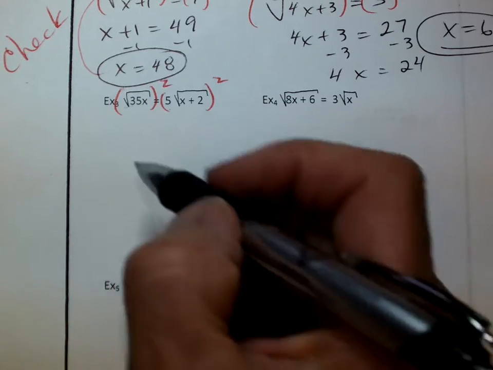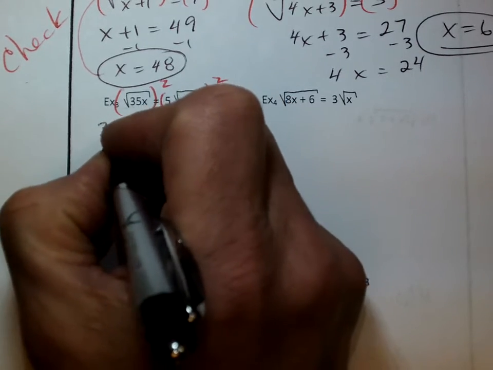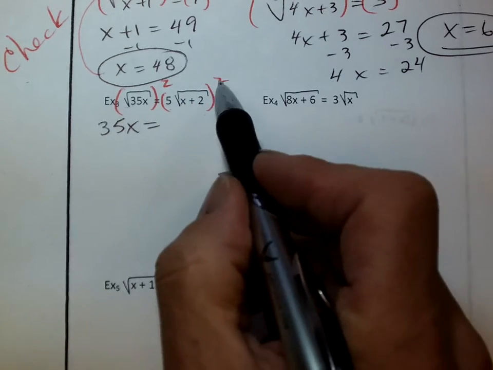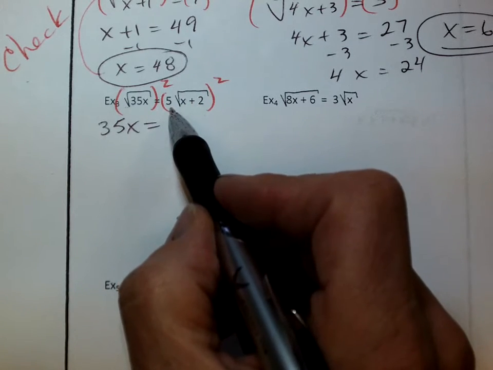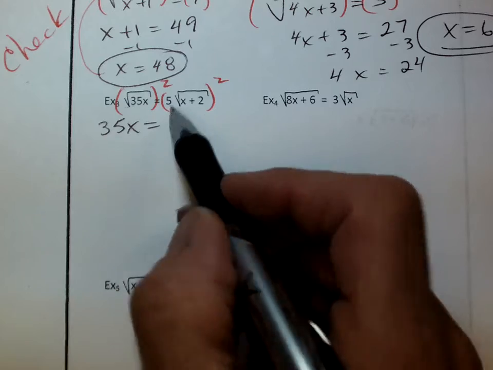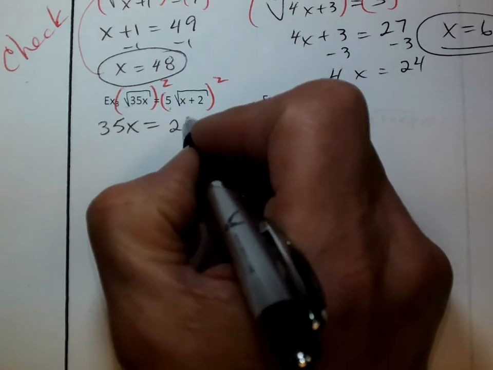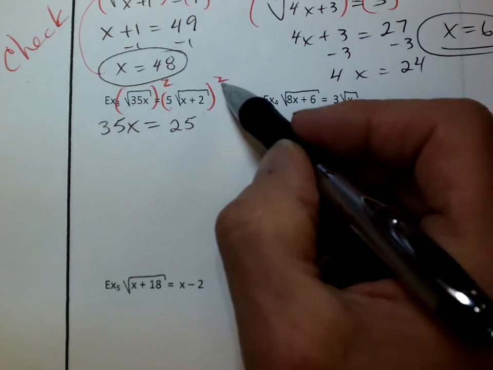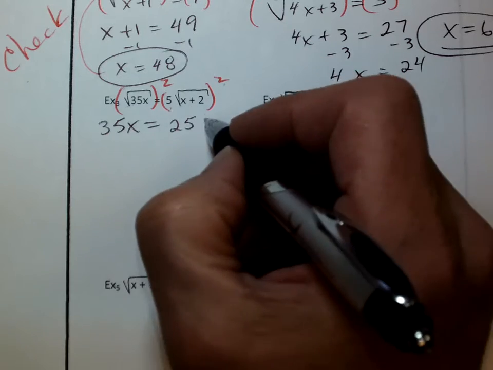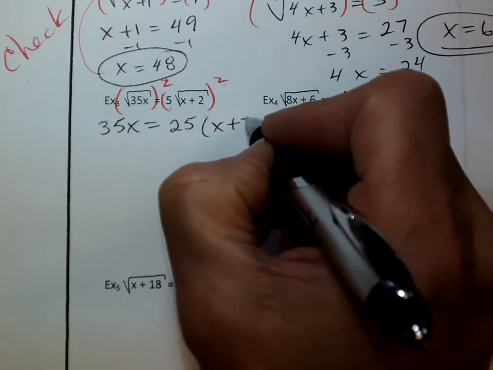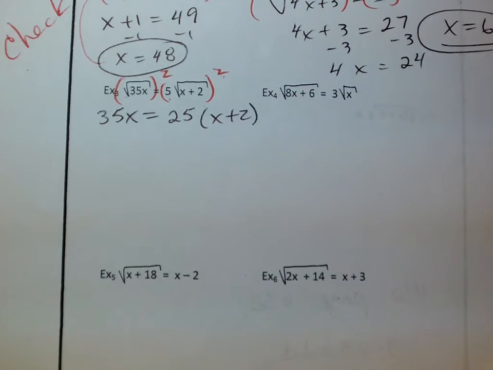So I get a 35x. But over here, the 5 is not inside the root, so the 5 needs to get squared. The 5 gets squared, becomes a 25. And then the square with the square root cancels out, and I just get x plus 2. So I squared the 5, got a 25, squared the square root, and got x plus 2.